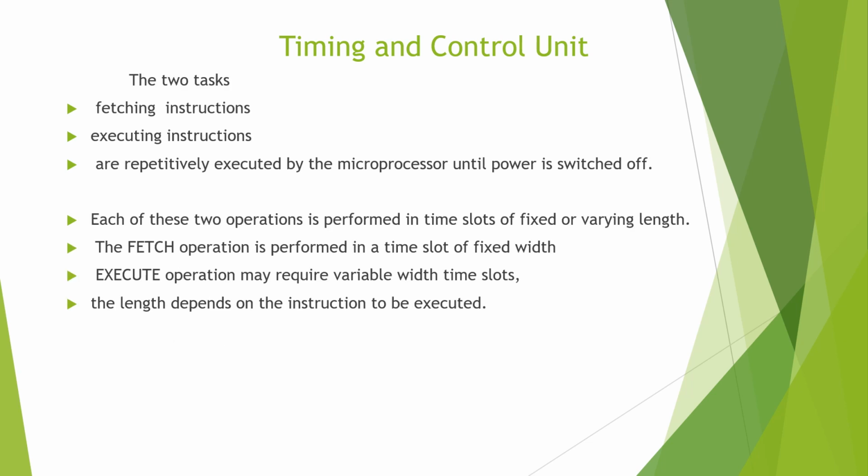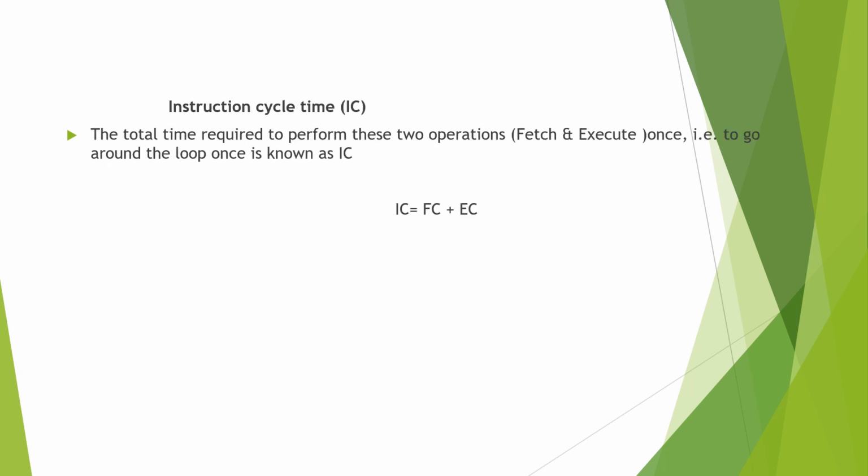The two tasks of fetching the instruction and executing the instruction are continuously executed by the microprocessor until the power is switched off. Each of these operations is performed in a time slot of fixed or varying length. The fetch operation is performed in a time slot of fixed length, but the execute operation may require a time slot of variable length, and the length depends on the instruction to be executed. Instruction cycle time is the total time required to perform the two operations, fetch and execute, once, that is, to go around the loop once. It is known as IC, and this IC is the sum of the fetch operation and the execute operation.